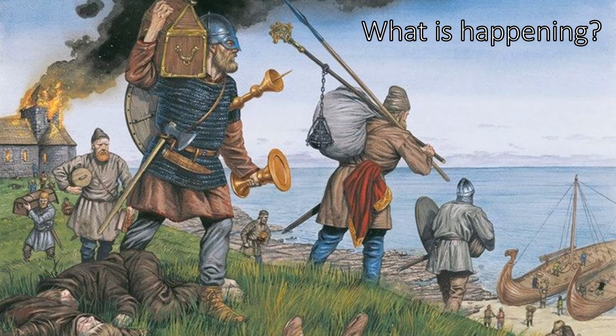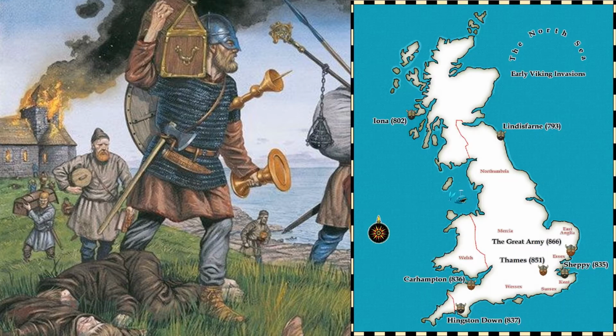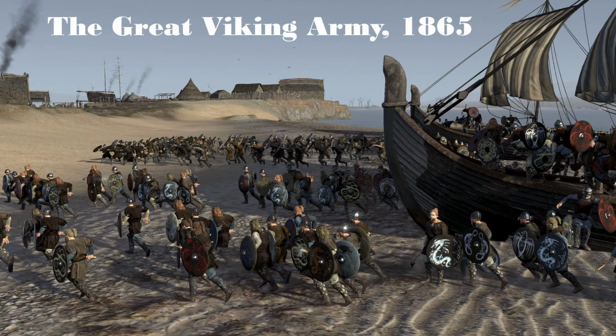So we've looked at this picture before, but we're just going to look at it briefly again, just as a reminder for the reasons that the Vikings originally came to Britain. They originally came into places like Lindisfarne and Iona to do these raids on rich places like monasteries and churches, where they knew they could get a lot of wealth, a lot of money, and then take it back to Scandinavia. This, however, all changed with the invasion of the Great Viking Army in 865, sometimes also known as the Great Heathen Army.